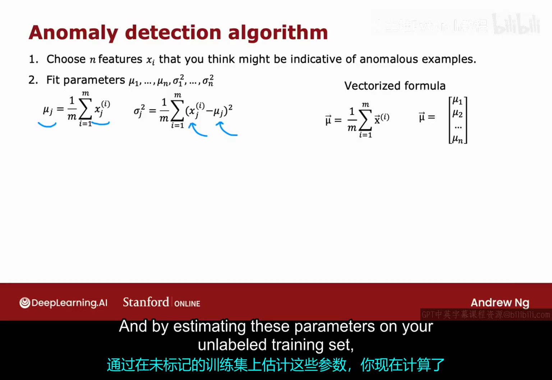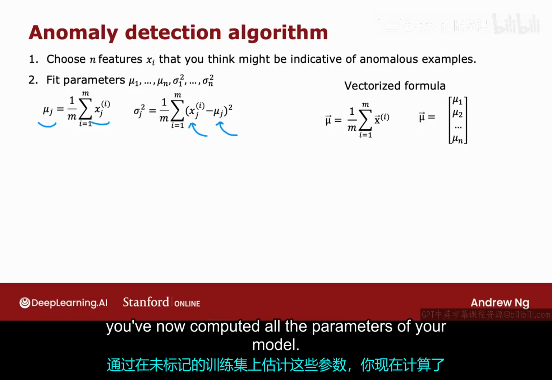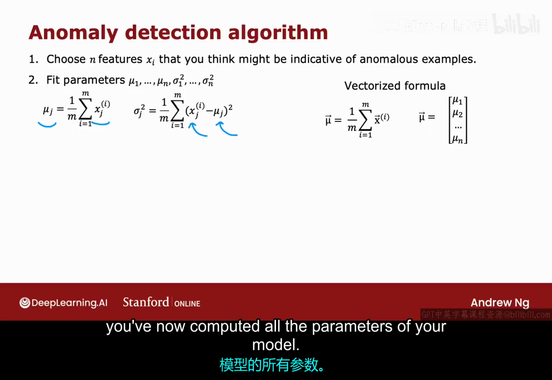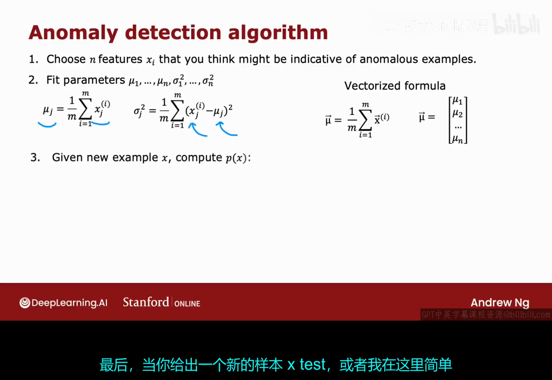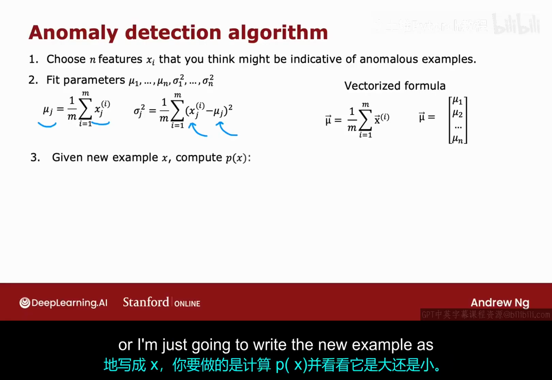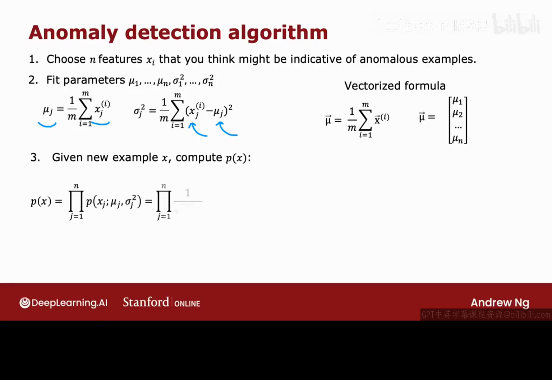And by estimating these parameters on your unlabeled training set, you've now computed all the parameters of your model. Finally, when you are given a new example, x test, or I'm just going to write the new example as x here, what you would do is compute p of x and see if it's large or small.